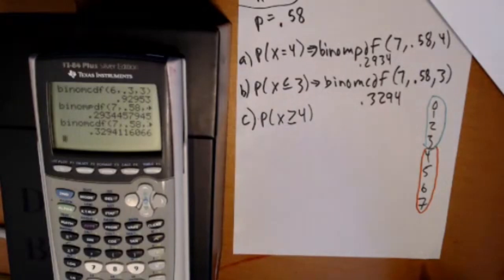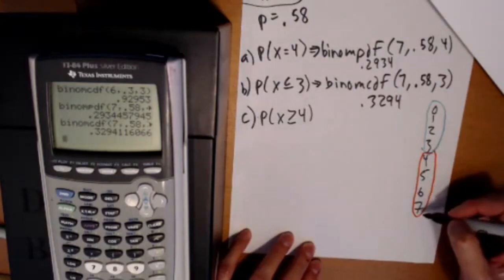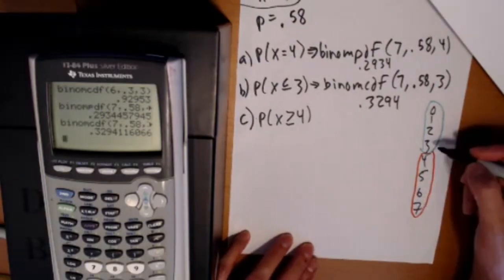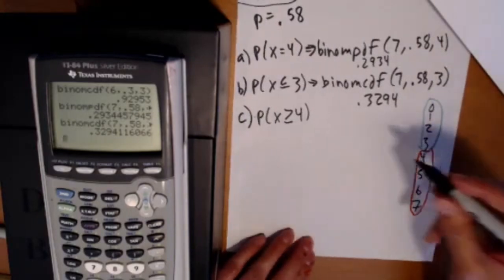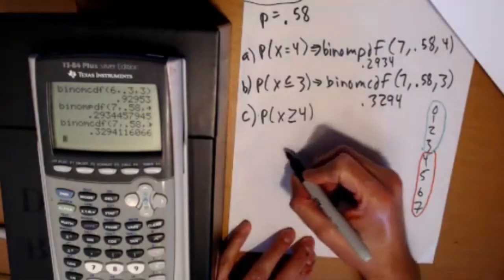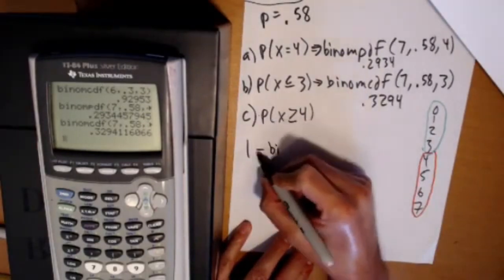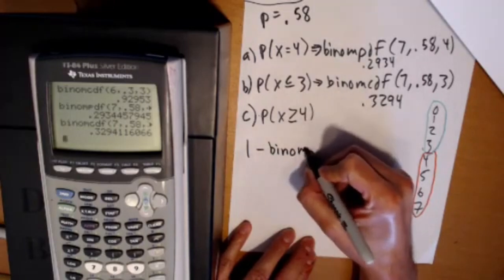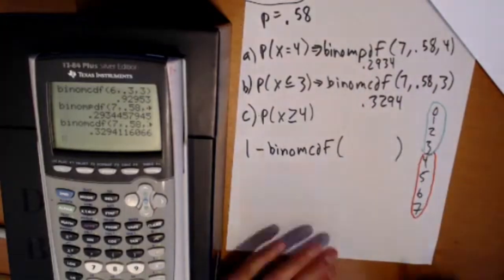Okay. Thinking caps on. I'm going to lose half of you, but see if this makes sense. I'm trying to figure out the 4, 5, 6, 7 situation and add them all together. But I have a magical function, the CDF, that's going to add the 3 and below. So what if I did the 1 minus trick? 1 minus the CDF.